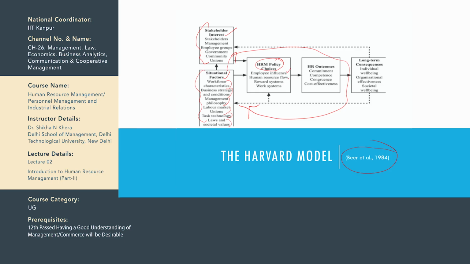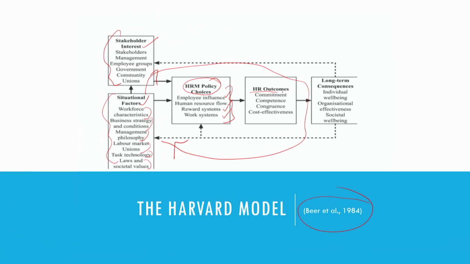Employee influence, human resource flow, reward system and work system. So if these four sub-parts of HR are catered, the result is HR outcome, that is you have high commitment from the employees, higher competence from them, good congruence and great cost effectiveness. If we achieve this scenario as outcome, the result is long-term consequences: individual well-being first, which will help retain if we have individual well-being; organizational effectiveness, which was also there in the previous model as an outcome; and social well-being. Society at large is benefited.